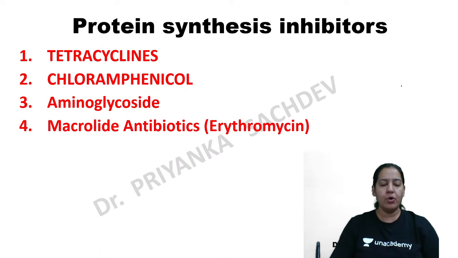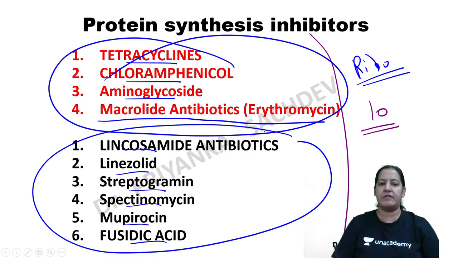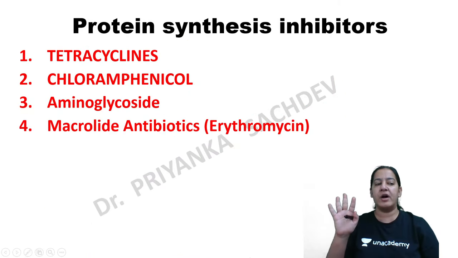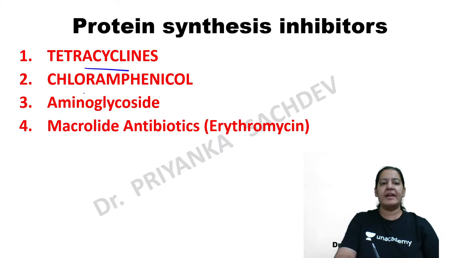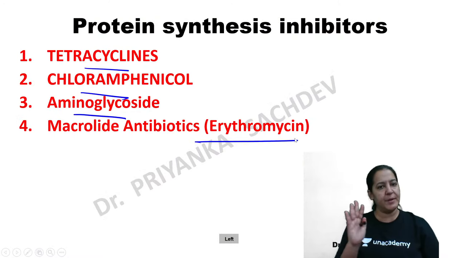Shall I start? So first I will be teaching you the most important ones, these 4. Then I will come to the minor ones. So let me start the 4 most important drugs which inhibit protein synthesis. That is tetracycline, chloramphenicol, aminoglycoside and erythromycin. So I request you to make a comparative table between them.